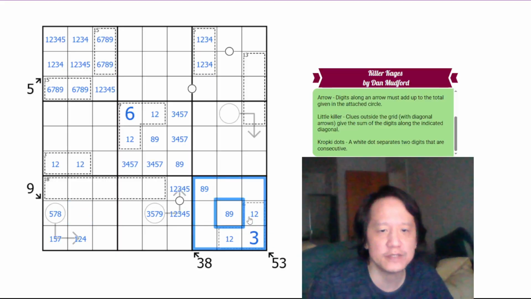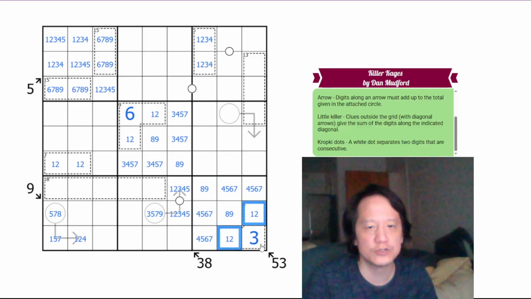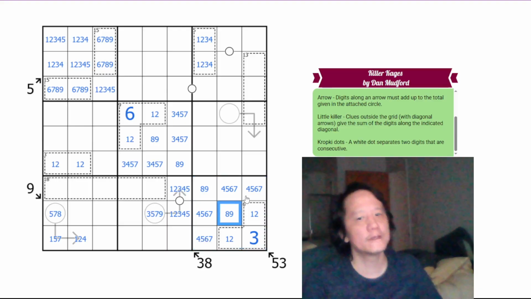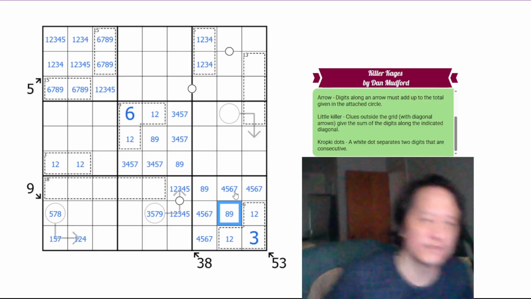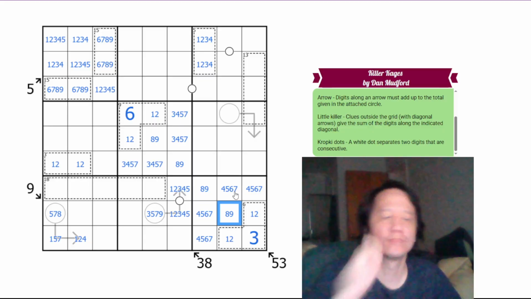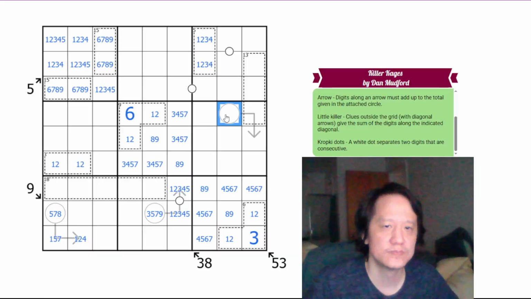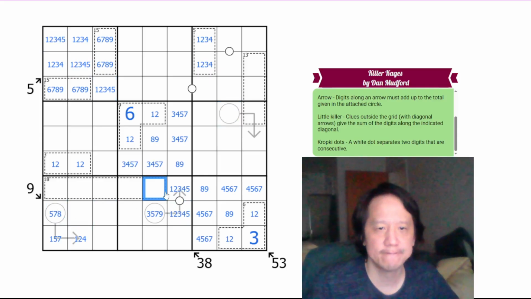Remaining digits in this lower right-hand box have to be 4, 5, 6, 7 because of the 8, 9 pair and the 1, 2 pair and the 3 in the box. Okay, let's see. What else do we have? These two digits add up to that digit. You know, 5 is along that diagonal. That's fine.